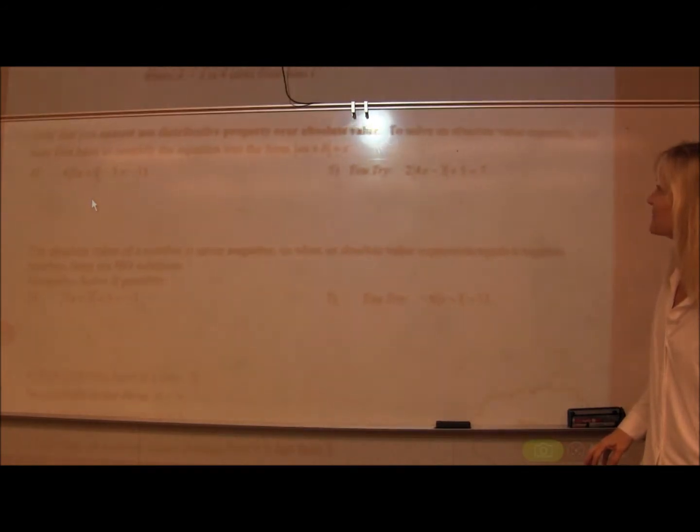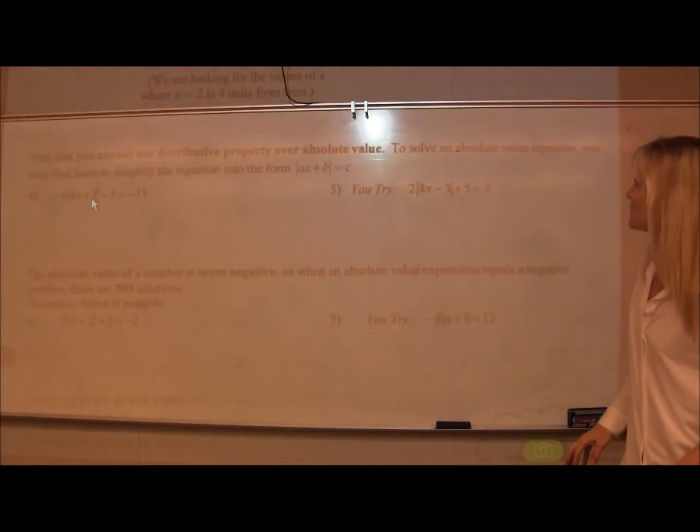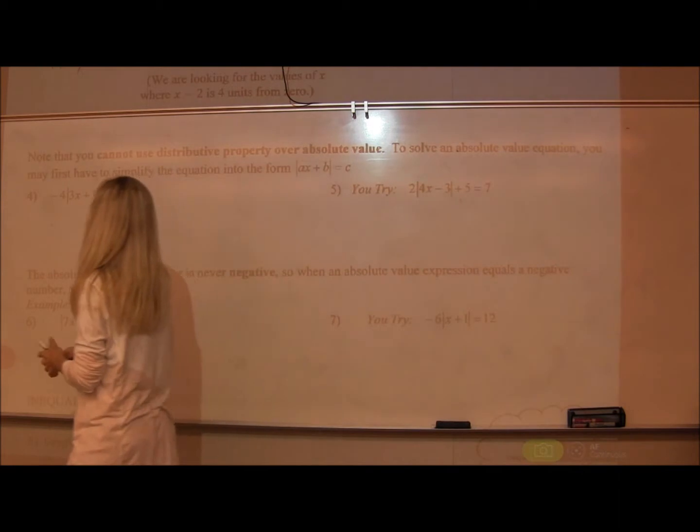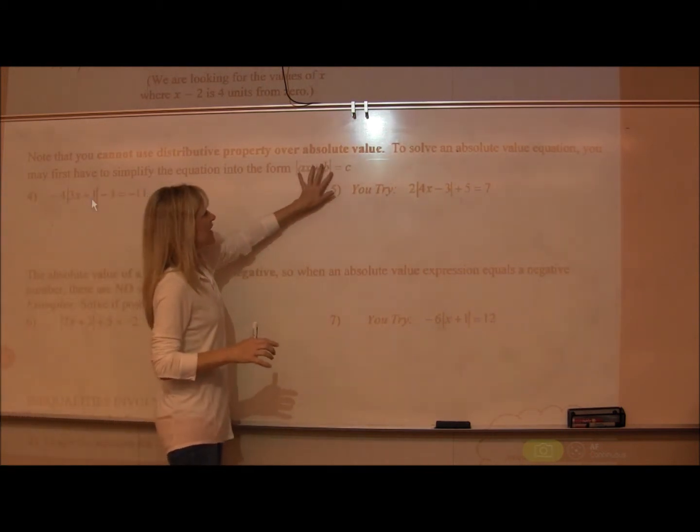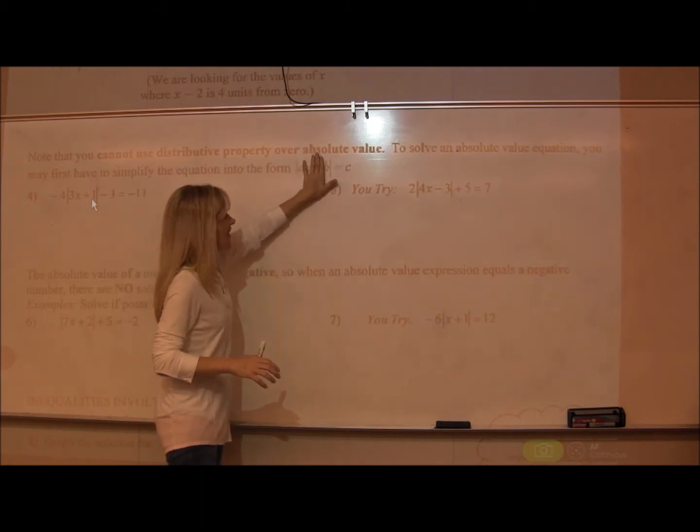Here's an even more common mistake. Everybody seems to want to do the distributive property here. You guys like that distributive property so much, you want to do it everywhere you see it. You can't use the distributive property when they're absolute value signs. Sometimes it'll work, and you get the right answer. It doesn't always work. It frequently does not work. Again, you must get the absolute value all by itself, and just one of them on the left side.